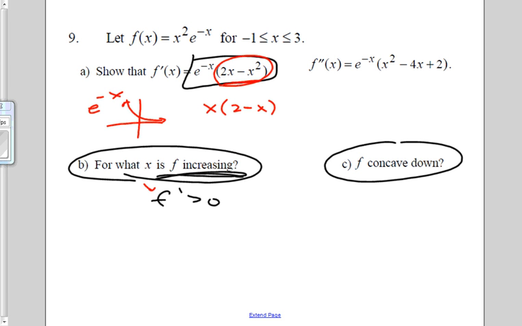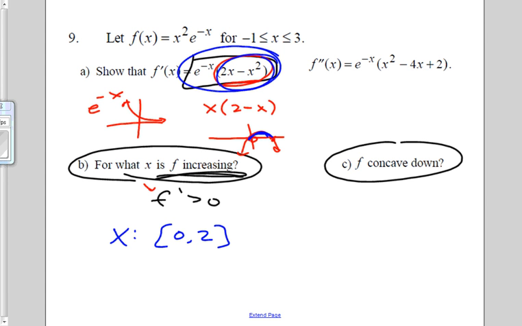Yep. So what does that look like graphically? It has a 0 here, and it has a 0 at 2, and it's shaped like that. So the only values for which that is going to be positive are right up here, and that interval is when x is between 0 and 2. So between 0 and 2, this is positive, which makes this positive, and if that's positive, then f is increasing.